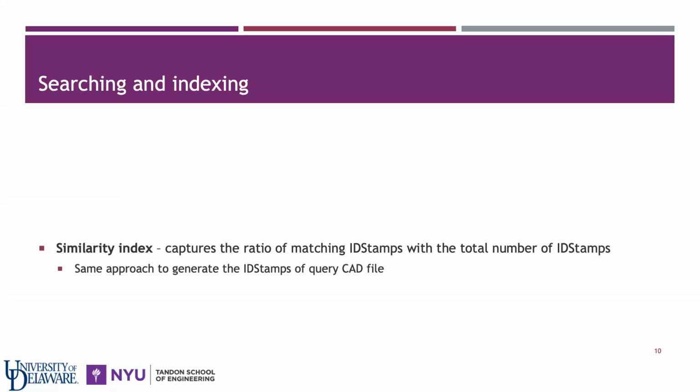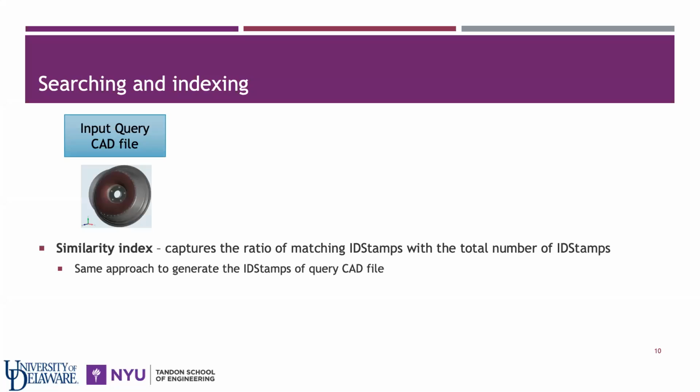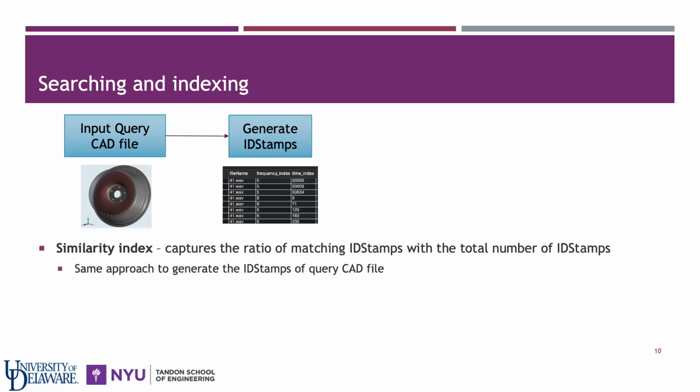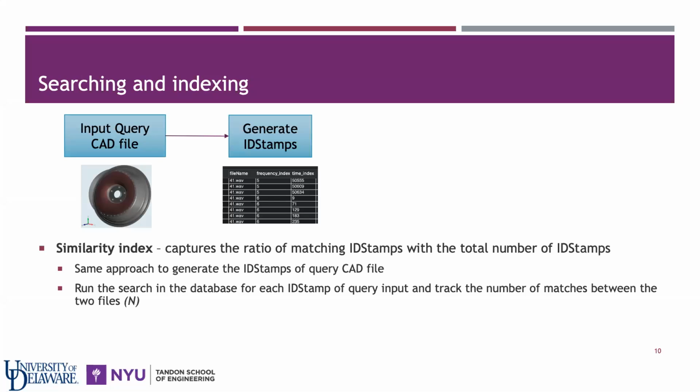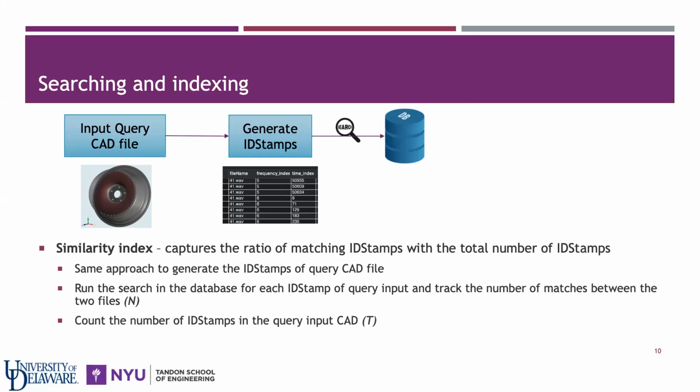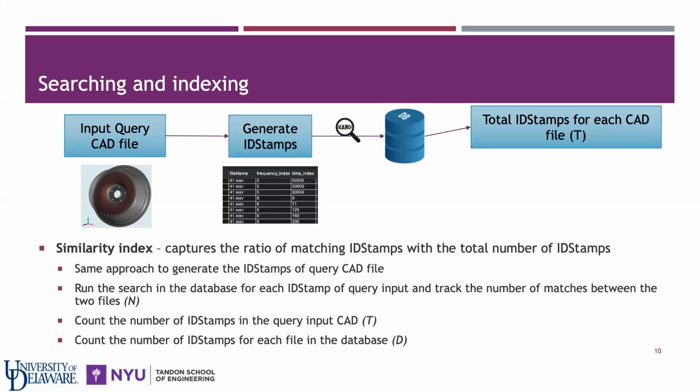For each search, first the system takes the input query CAD file and generates a list of ID stamps. For each ID stamp, it runs a search in the database and keeps track of the total number of ID stamps for each CAD file in the database. The system also tracks the number of matched ID stamps for each CAD file with the query CAD file. To determine whether a file in the database is a match or not, we introduce a function to calculate the similarity index.